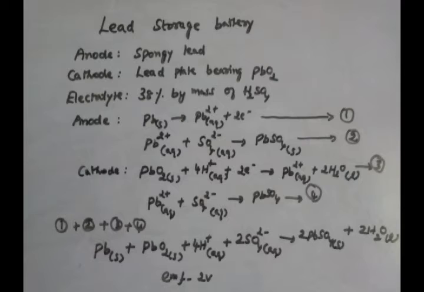This cathode, what is it doing? Lead oxide we are taking, no? That lead oxide, again with H plus, receives the 2 electrons which are lost by lead, so that it forms Pb2 plus. The same lead ion is formed here with water. That lead ion again reacts with sulfate to form lead sulfate.